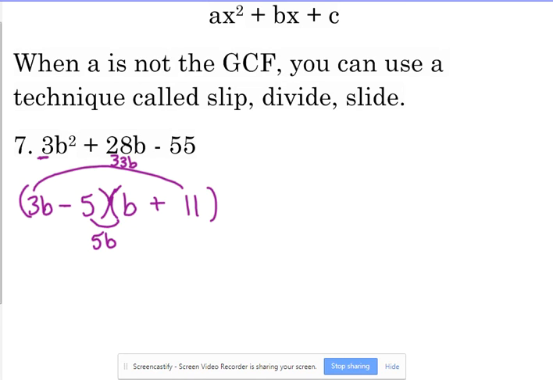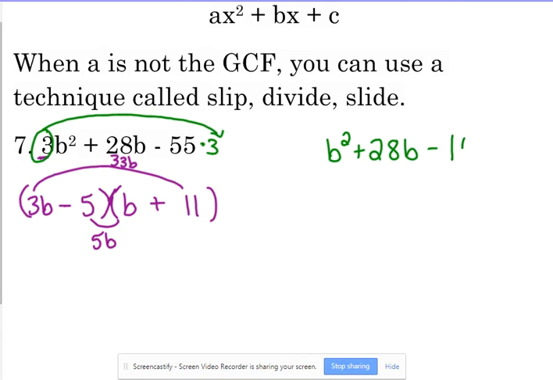Now, I'm going to show you this slip, divide, and slide method, because not all of them are so cut and dry. You may have to plug some numbers in, try them out, erase them. It just depends. Here is slip, divide, and slide. Slip: we take this first term, we slip it to the end, and we multiply. So now our problem is b squared plus 28b minus 165. 55 times 3 is 165.